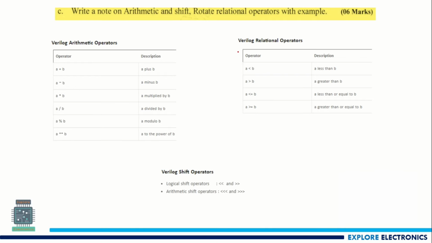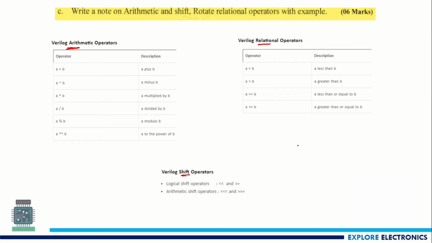Write a note on arithmetic, shift, rotate, relational operators with example. So these are also Verilog operators. You can see one Verilog operators question will be there in exam, since it is a very important thing of Verilog. So here are the Verilog arithmetic operators, relational operators, and shift operators.